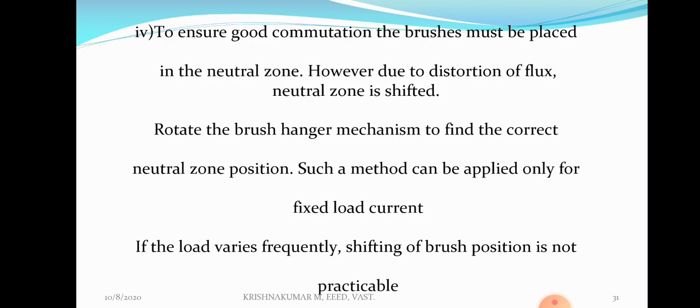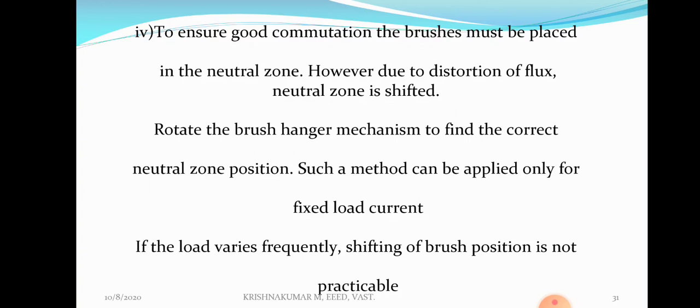This is the last method for improving the effect of armature reaction. Place the brush axis in the magnetically neutral zone. Magnetic neutral zone is always changing according to the load. When load is fixed, magnetic neutral zone is fixed. For varying load applications, positioning of a magnetic neutral zone is not easy. So place the brushes in the magnetic neutral zone by arranging the brush rocker or brush hanger mechanism. There is a brush rocker or brush hanger mechanism for each and every generator. By adjusting that mechanism, we can place the brushes at the neutral zone.